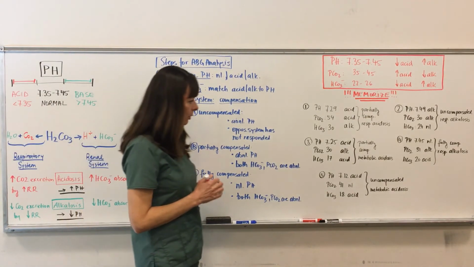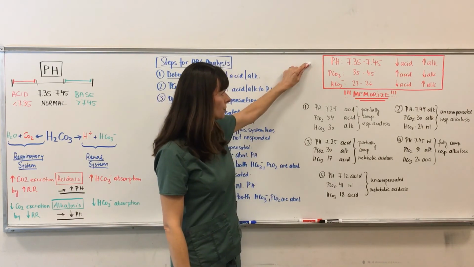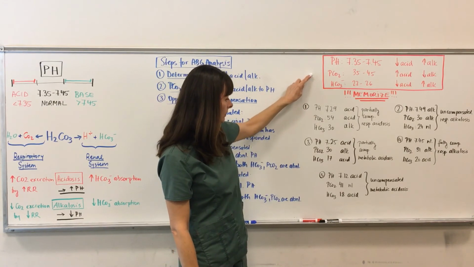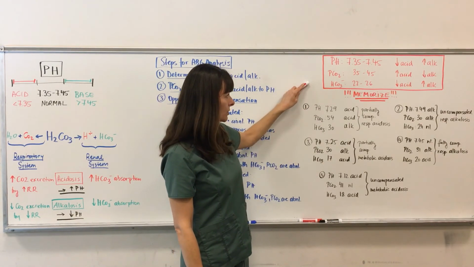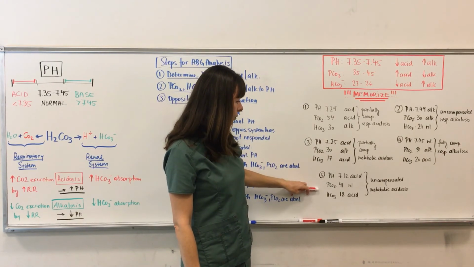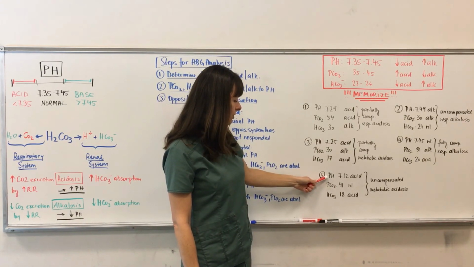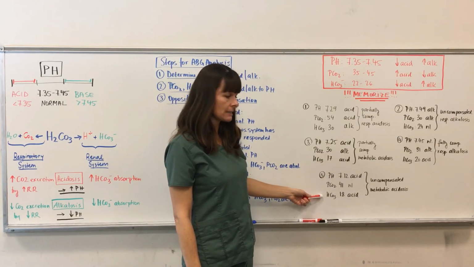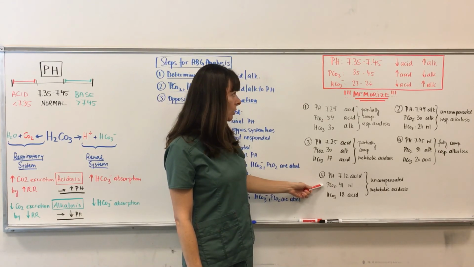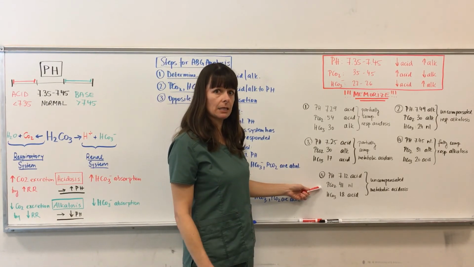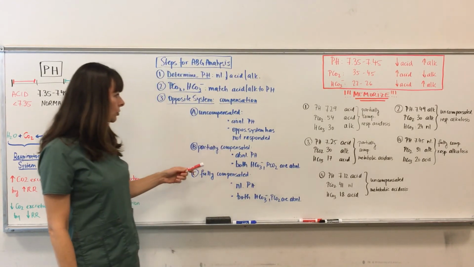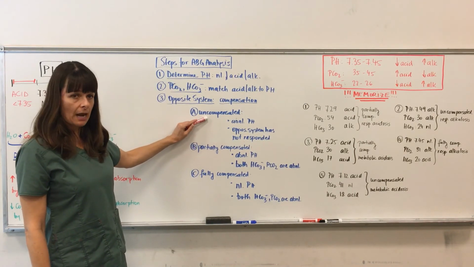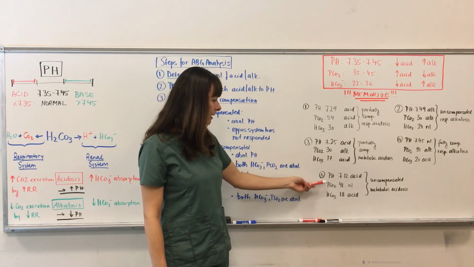And then our last example over here, the pH is 7.12, so it's acidotic. PCO2 is 41, which is normal. And then bicarbonate is 18, which is also acidotic. So we have determined our pH is acidotic. Bicarbonate is acidotic, so we know we have a metabolic acidosis. And the PCO2 is normal, so the respiratory system has done nothing to compensate. So by our rules over here, pH is abnormal, opposite system has not responded, means it's an uncompensated metabolic acidosis.